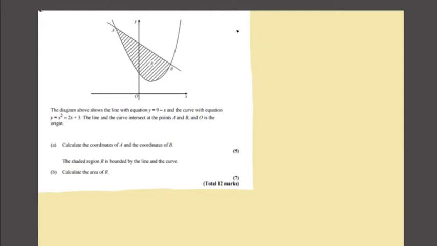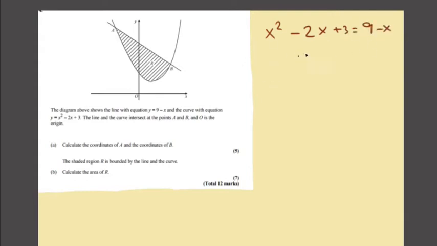So what does part A say? Part A says calculate the coordinates of A and the coordinates of B. They haven't given us A and B, so we'll do that ourselves. Very basic. We're told the equation for the straight line is y is equal to 9 minus x, and the equation for the curve is y is equal to x squared minus 2x plus 3. To find A and B, because they intersect at those points, we just have to equate them. So we do x squared minus 2x plus 3 is equal to 9 minus x.